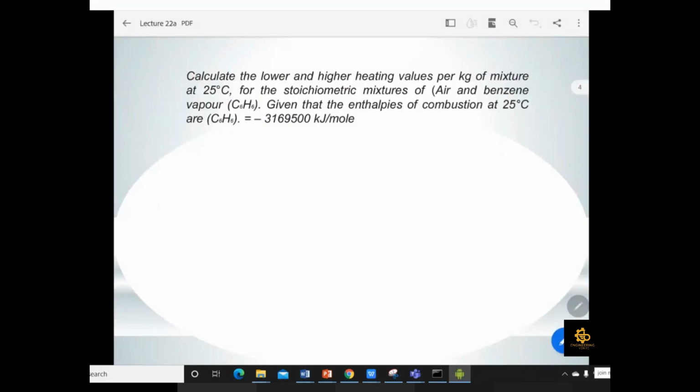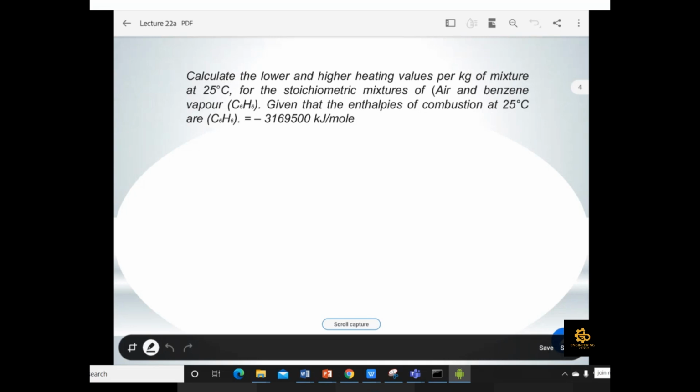Okay, so first you have to read the statement. Calculate the lower and higher heating value per kg of mixture at 25 degrees Celsius for the stoichiometric mixture of air and benzene, given that the enthalpy of combustion at 25 degrees Celsius is minus 3169500 kilojoule per mole for C6H6. So you have to note down the data and then we will see how to solve it.